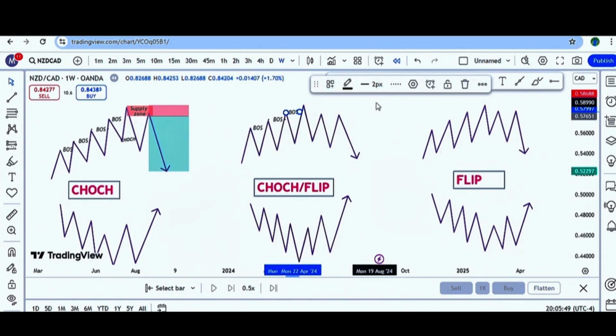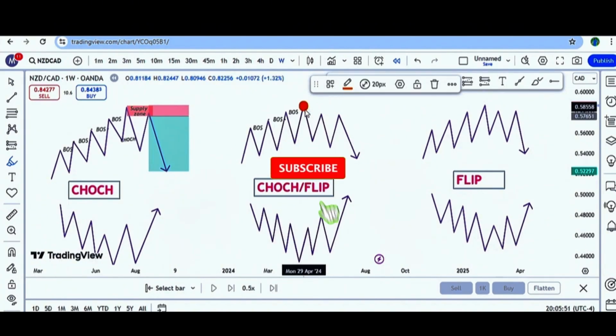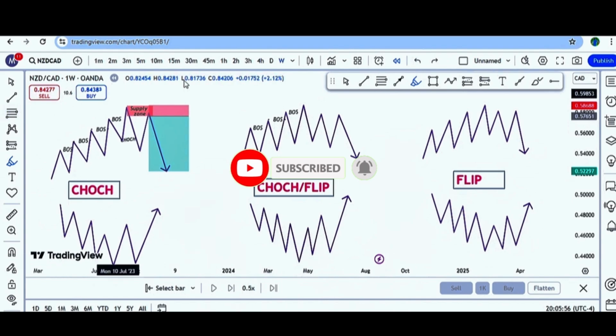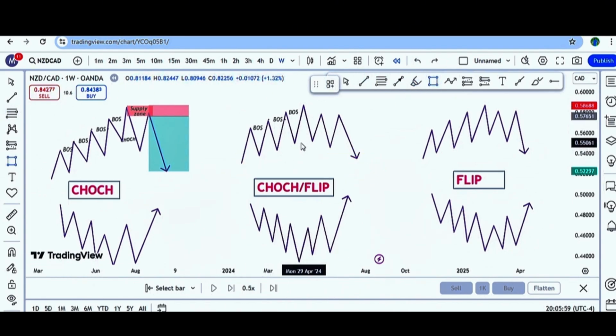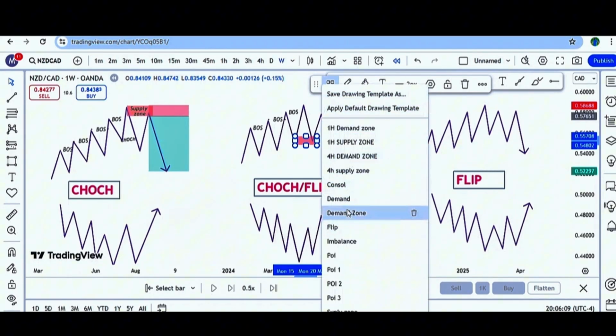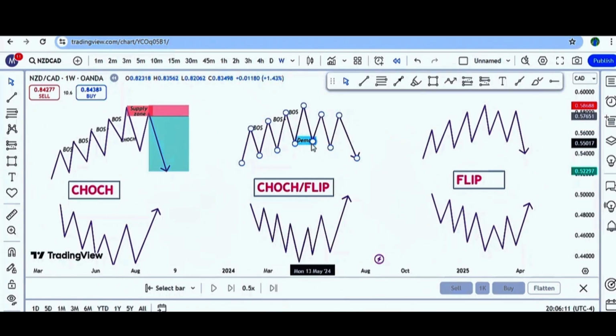price came down to what? Price came down to the demand zone here. There's a demand zone here. When price comes back to the demand zone here, price goes back. Price moves back from the demand zone, but wasn't able to what? Take the higher high.